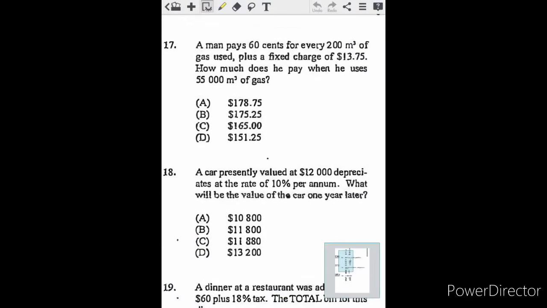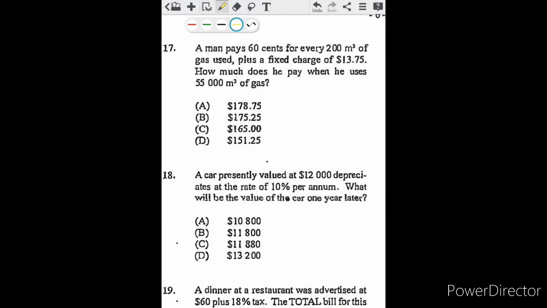Next, we have question 17. A man pays 60 cents for 200 meter cubes of gas used, plus a fixed charge of $13.75. How much does he pay when he uses 55,000 meter cubes of gas? First, we need to find how much 200 meter cubes of gas is in the 55,000 meter cubes that he used.